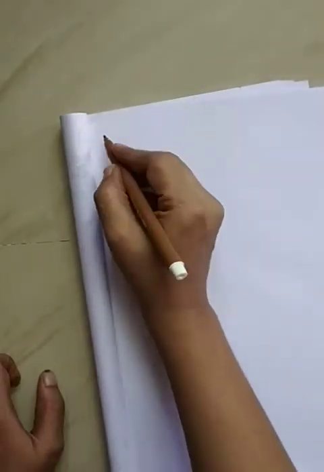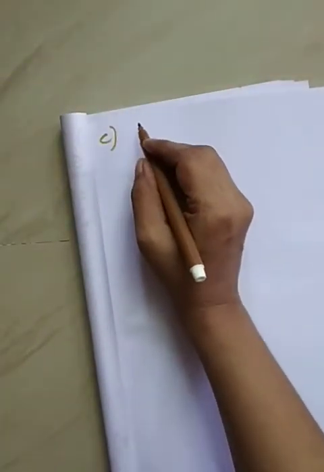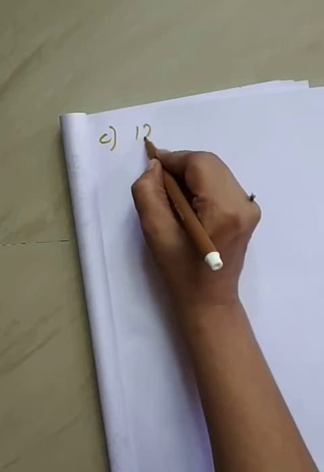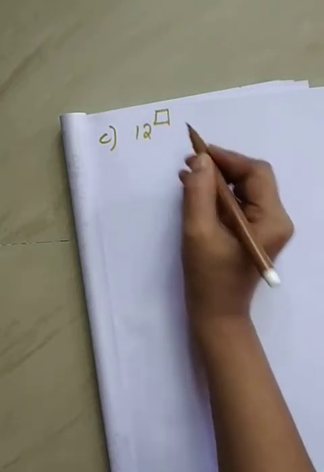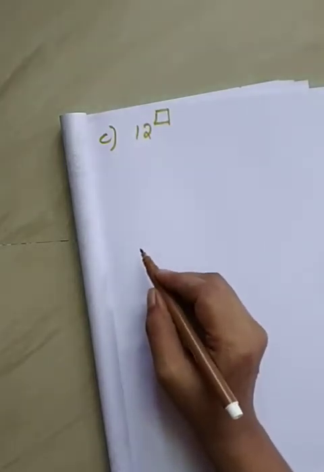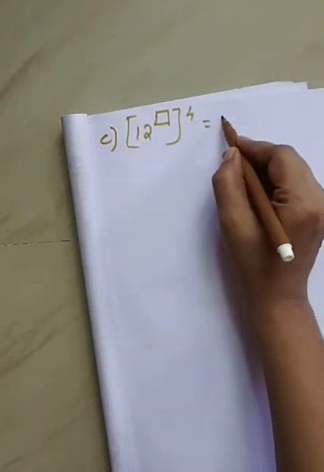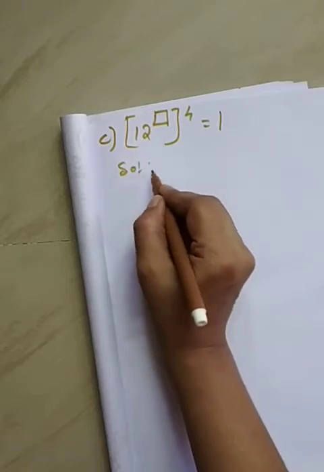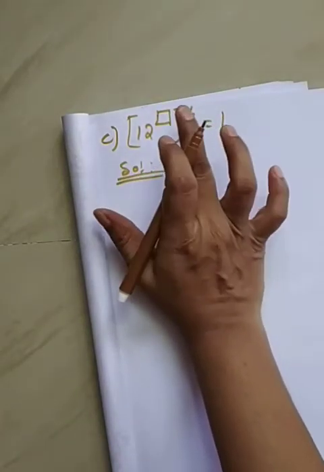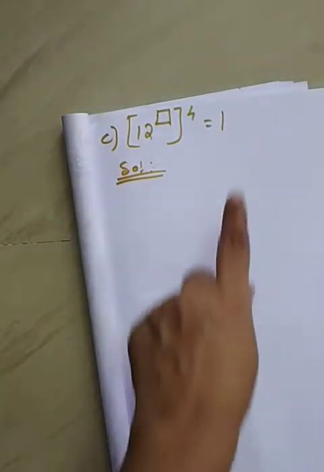The next problem. See here, 12 power blank, whole power 4. The right hand side answer is 1. How can you find the solution? Which value do you need? Here the answer is 1, that means it is equal to 1. The right hand side is 1. You can find the box value. How can you find it?